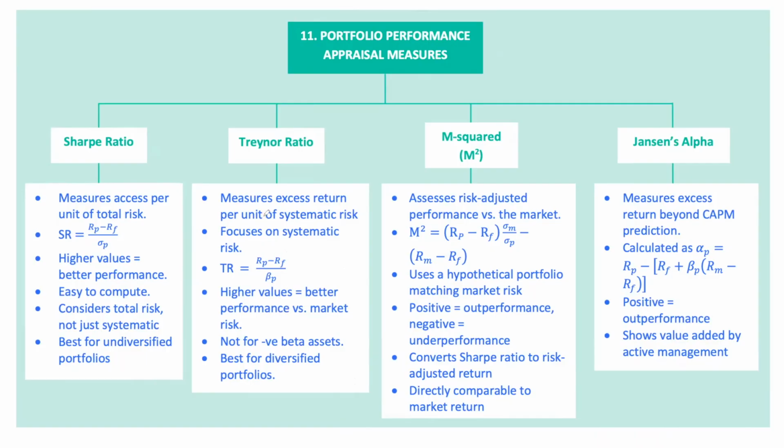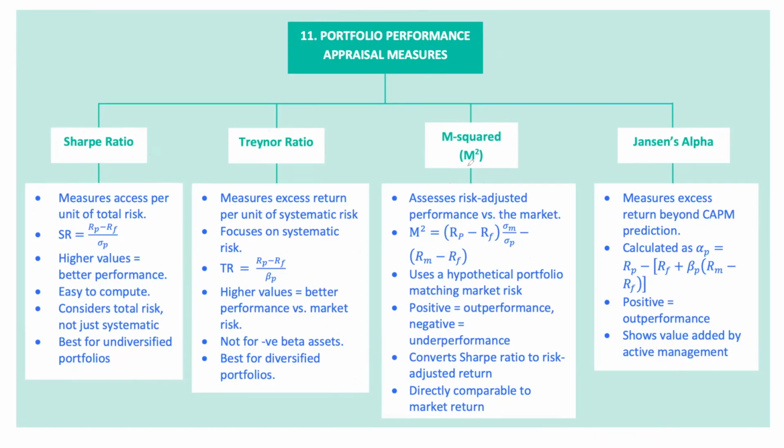And this is important, it doesn't work for portfolios with negative beta values because that would flip the math on its head. So yeah, Sharpe's for total risk, Treynor's for systematic risk, easy distinction. Next up, M-squared or M-squared measure.